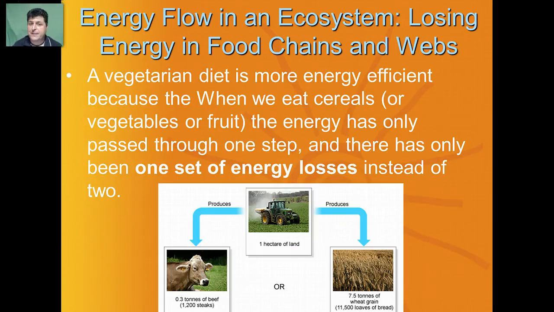So when we consider the efficiency of energy transfer from one trophic level to another, a vegetarian diet might actually seem to be more energy efficient, because when we eat cereals and grains or vegetables or fruit, the energy has only passed through one step. And so there's been only one set of energy losses. Whereas if we were to eat cows or other animals, the energy would have passed through two steps. And remember, with each energy transfer, there's going to be a decrease by about 90% of the amount of available energy for the next level.